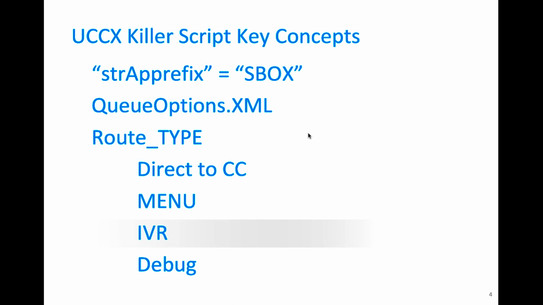So you're going to want to deal with making sure you have your app prefixes set up. You want to make sure that queue options is loaded and reflects correctly the app prefixes. And you also want to pick your route type. So route type is, in this particular CSQ for tech support, we want them to go direct to the call center. In this customer service CSQ, we actually need them to hear a menu of choices or go to an IVR before we send them to the call center. So you'll select your route type.